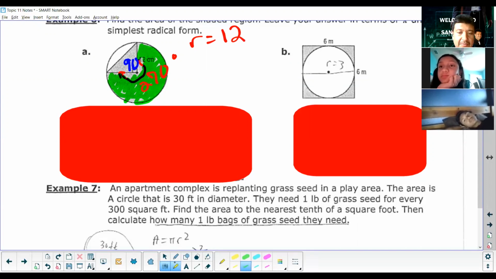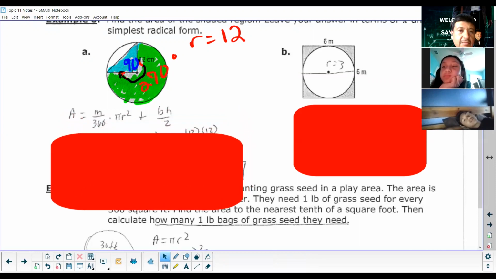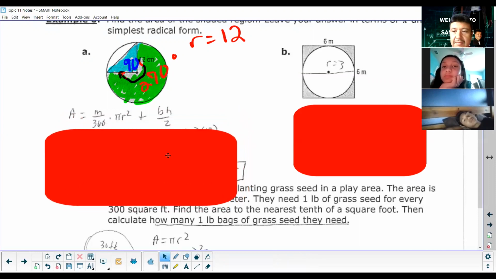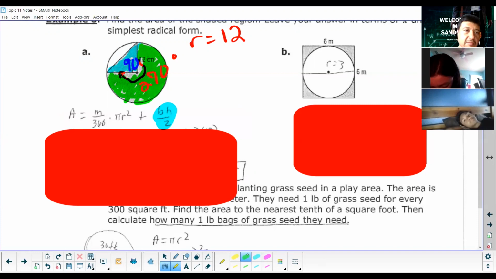Now, how do I find, I'm going to do it in blue, this little area here? What's the best way to find this little area? Well, you just do the same thing we did with the other one. You'd find the area of the triangle by doing 12 times 12, which is the base and height, over 2. So in this case, we're going to add the blue area with the green area.